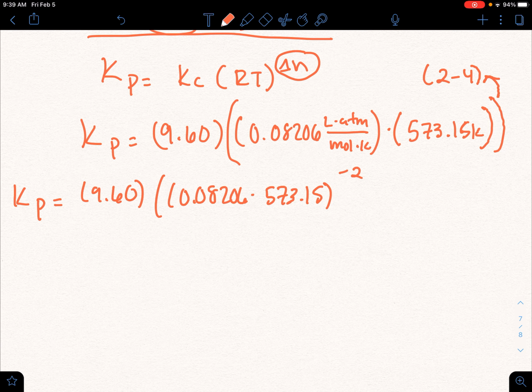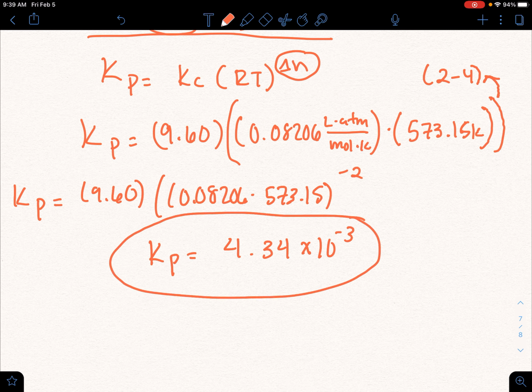So all you have to do is plug and chug, and you should get a Kp of 4.34 times 10 to the -3. Again, K is unitless, so that is how you solve for K pressure, or the equilibrium pressure.